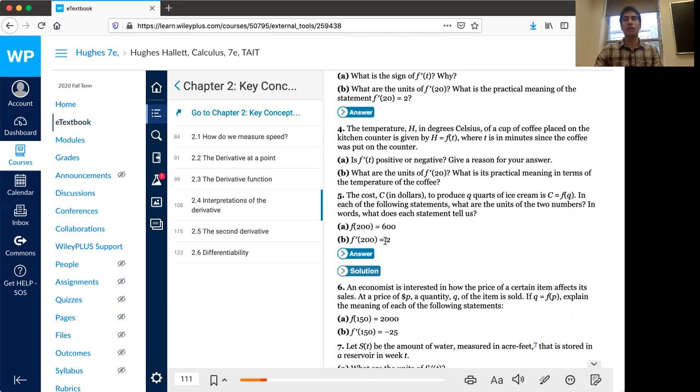The Y value of the original function is how many total dollars it costs to produce all of this ice cream. And so the rate of change is sort of how much is it going to cost to produce the next quart of ice cream. So you can interpret this as the 201st quart of ice cream, or you can think of it as the 200th quart of ice cream is going to cost $2 to produce. So these are just 2 examples of how to interpret the derivative. The main thing is you should think about what is the original function measuring, and if that's changing, what does that mean?